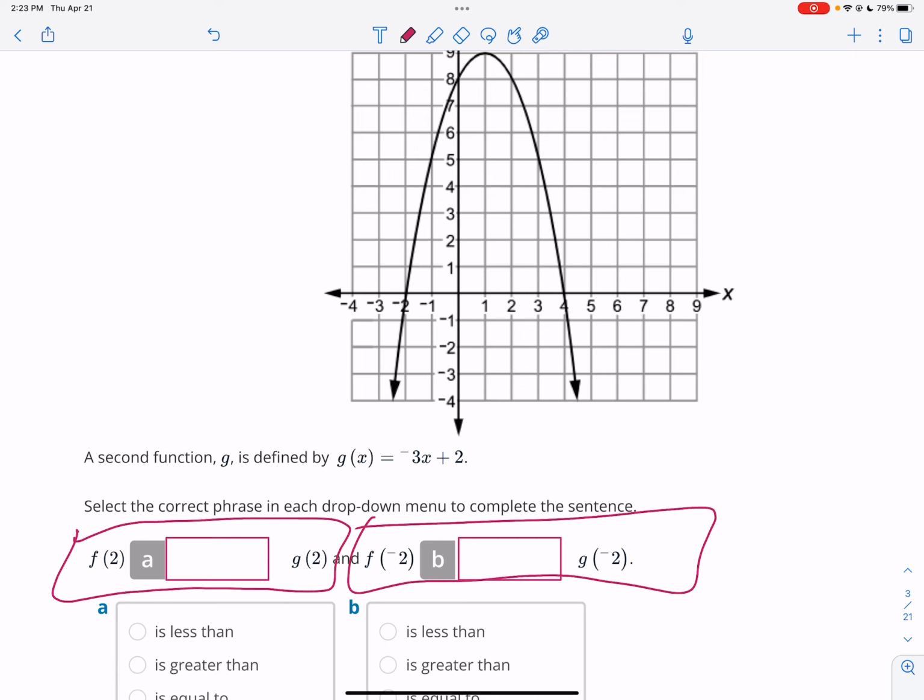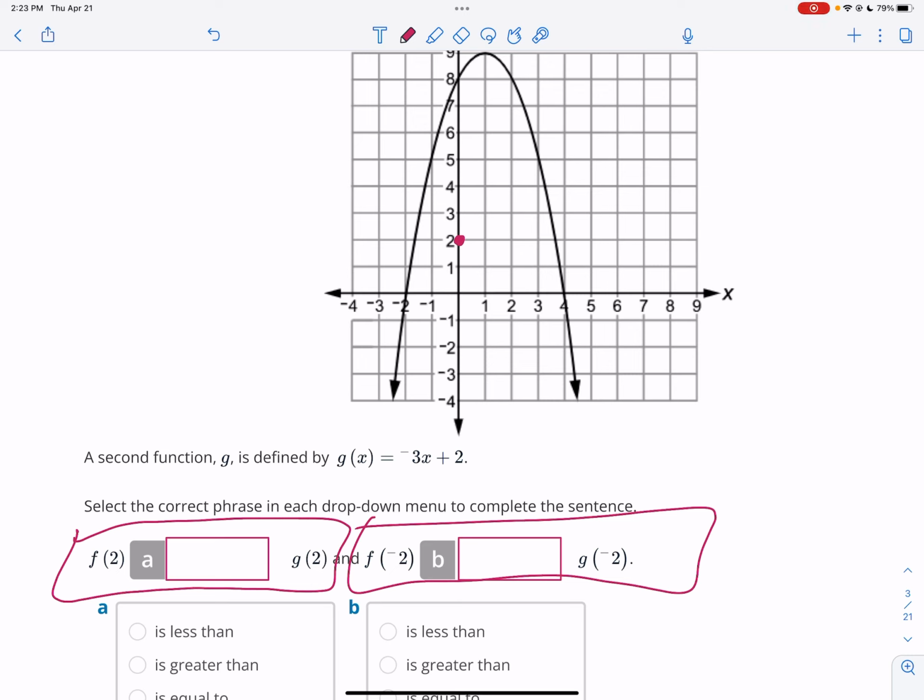So let's see. We could do it two different ways. We could either graph this and look at it. So g of x is equal to this. So I'm going to graph my y-intercept. When x is 0, y is 2. When x is 0, this term goes away because it's negative 3 times 0.